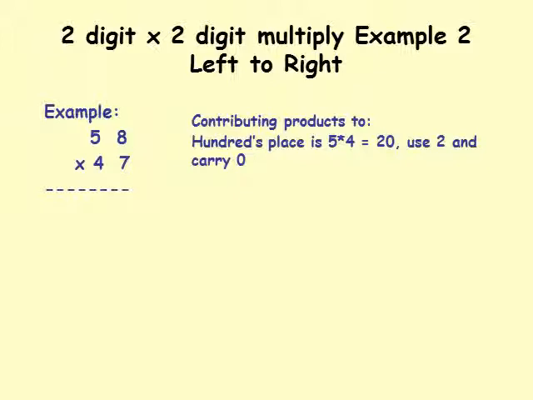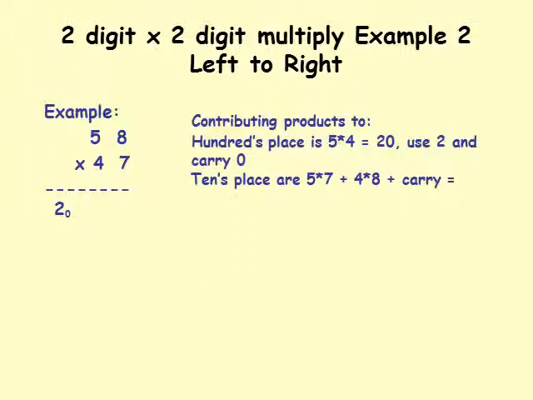Now we are going to do it from left to right. So we'll consider hundreds place first. Contributors to hundreds place are 5 times 4, which is 20. We'll use 2, the digit on the left, and carry 0, the digit on the right. We'll write it down like this. 2 is a part of the answer. 0 is the carry for the next column. And this is my scratch pad number I need to remember for the next column.